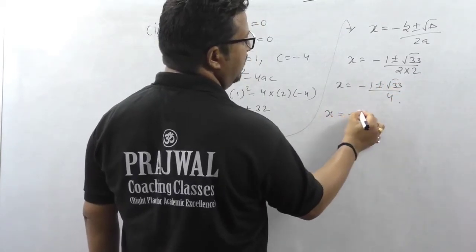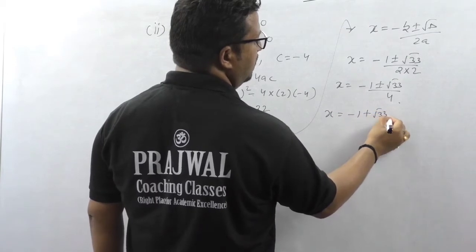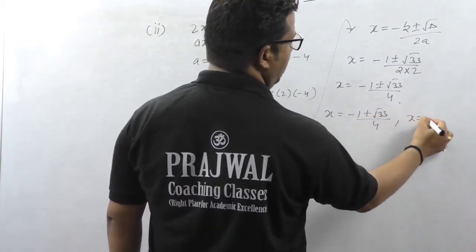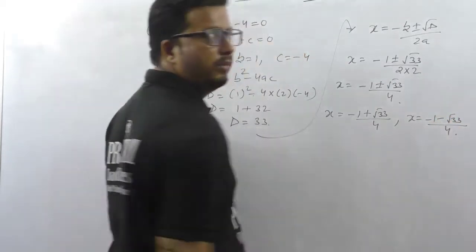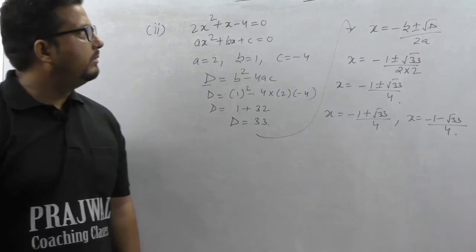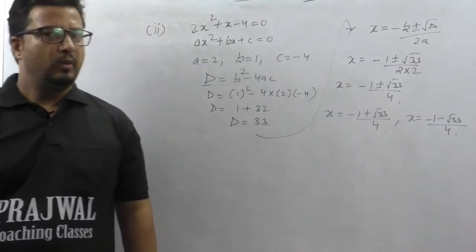So our two roots will be minus 1 plus root 33 upon 4, and the other will be minus 1 minus root 33 upon 4. So these are the roots. So this is by Siddhacharya formula. Quickly note it down everyone.